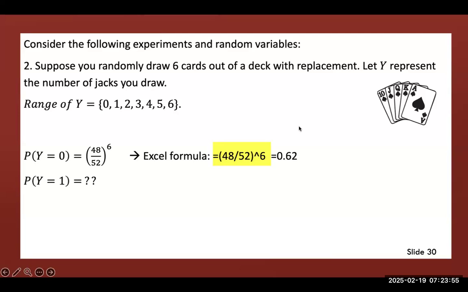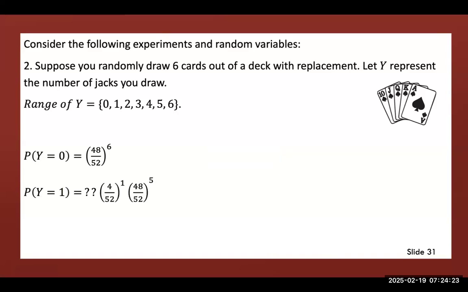Okay, let's go back to the probability y is equal to 1. That means I have 6 cards I'm drawing out, and only one of them is a success. So let's think about all the different ways we can move that around. We have one success. So it could be in the first spot, it could be in the second spot, the third spot, fourth spot, fifth spot, or sixth spot. That's success. But the other 5 are going to be failures. So I'm going to have one success, which is 4 out of 52, and 5 failures.